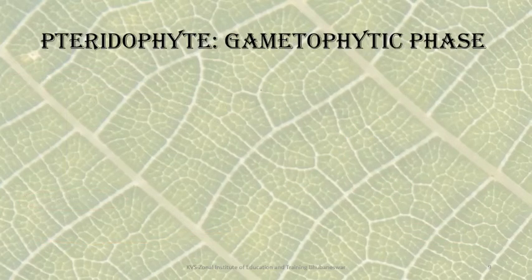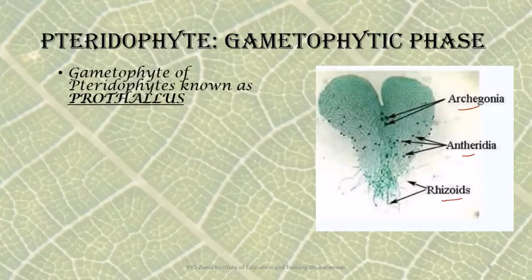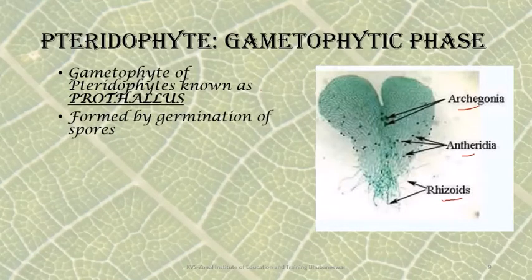Now this is the gametophytic phase of the pteridophyte. You can see that the structure that is seen here is not differentiated into stem, root or leaf. Instead it has a heart-shaped structure with three parts labeled: the archegonia, the antheridia and the rhizoids. The rhizoids are root-like. So stem, root and leaf are not present in this structure. Instead the structure is thallus-like. It is known as prothallus. This is the gametophyte of the pteridophyte.